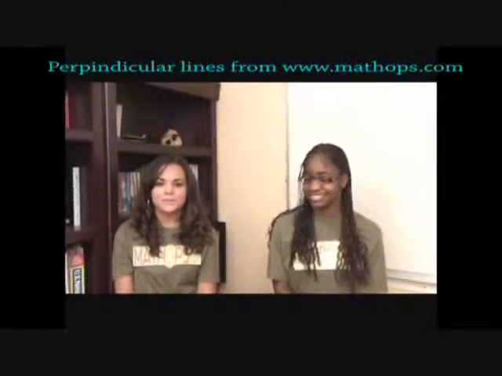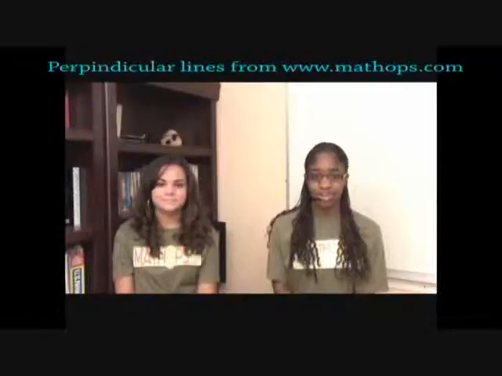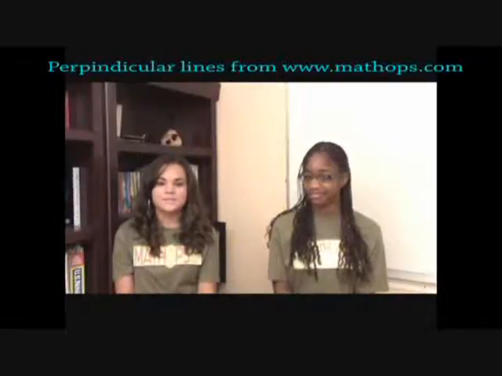We are talking about perpendicular lines today, and about how to write an equation of a line that is perpendicular to another and goes through a specific point. Perpendicular lines have slopes that are the negative reciprocals of each other. Let's look at some.